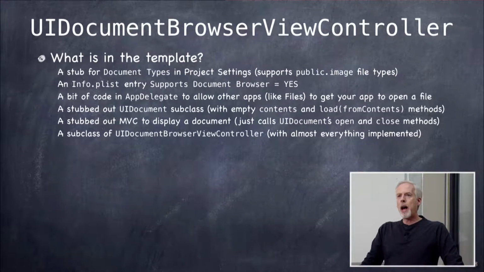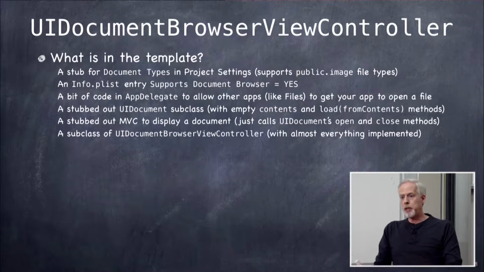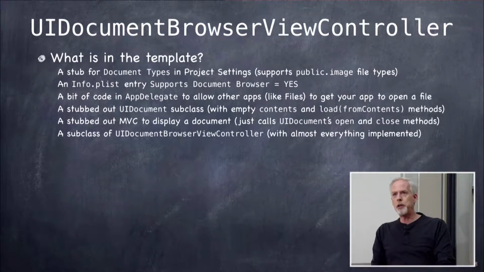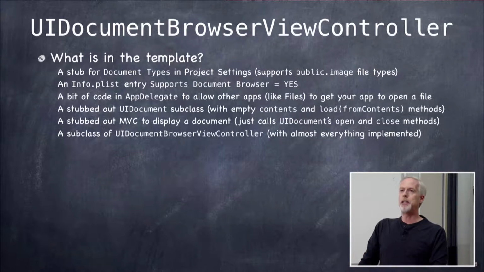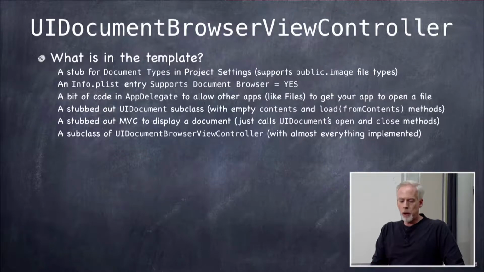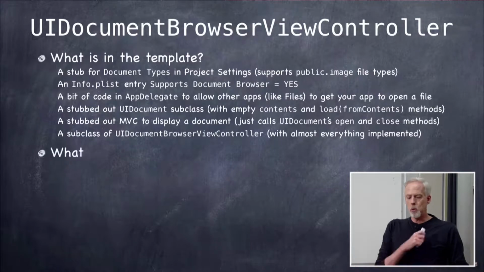It also stubs out a subclass of UIDocument, which you usually don't need because you've already created that yourself. And it also stubs out an MVC to show the document, just this really dumb MVC. And you don't need that usually either because you obviously have an MVC that shows your document or you wouldn't be writing this app. And finally, it gives a subclass of UIDocumentBrowserViewController, which serves as its own delegate that just has like 5 methods in it that are really simple, and we're going to go over those in detail.